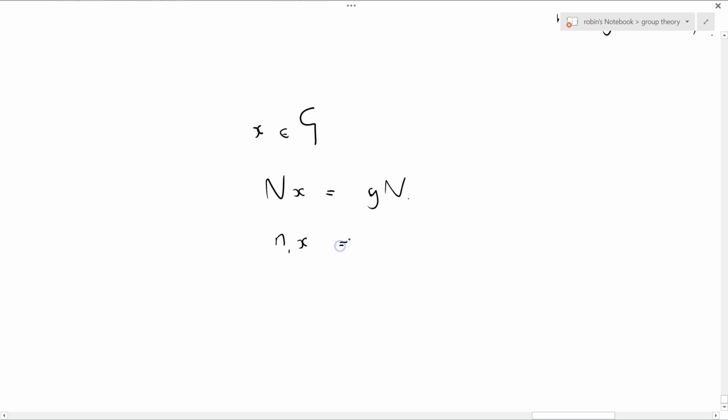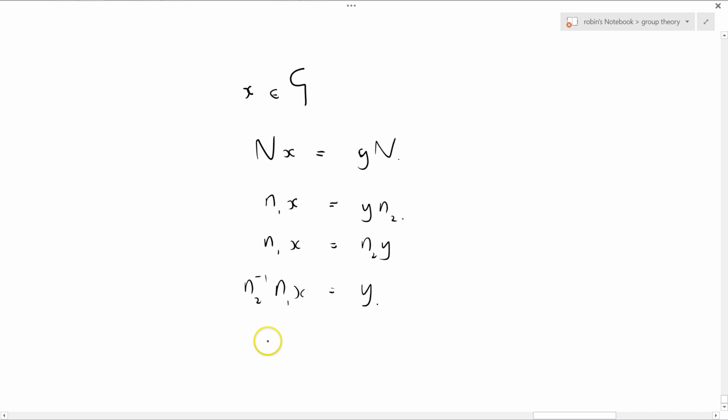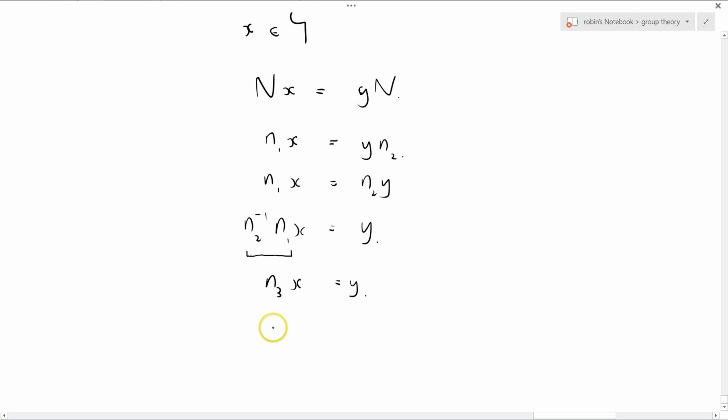n1x equals y n2. But because it's normal, I can swap that round. That's n2y and that's n1x. And then I can multiply on the left by n2 minus 1: n2 minus 1 n1x equals y. So that tells me that n3x, because of course if N is a normal subgroup, then it's still a subgroup, equals y. And that tells me that n3 equals yx to the minus 1.